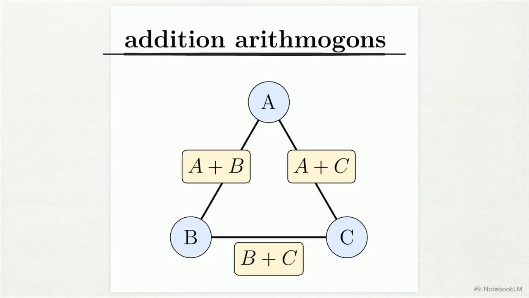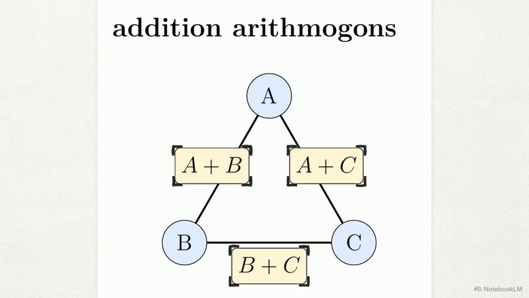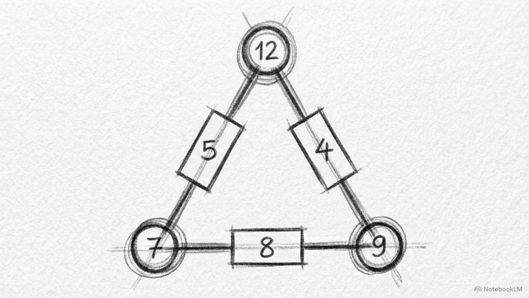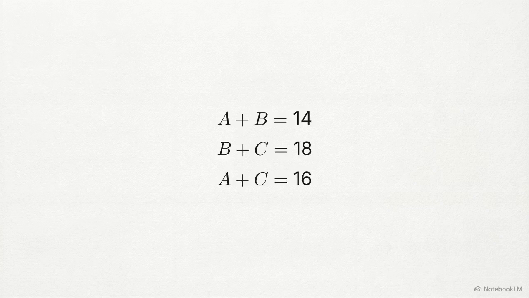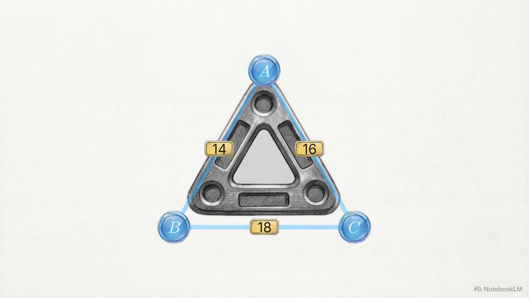This is an arithmogon. It organizes data from separate equations into a connected map. The rules are simple. The corner circles represent our unknown base numbers. The edge boxes show the sum of the two circles they connect. Geographic organization lowers the mental energy required to solve the problem. Instead of holding equations in your working memory, you can simply follow the lines of the triangle.